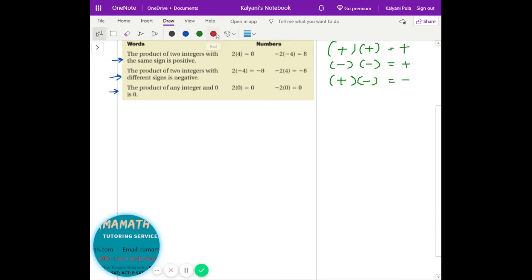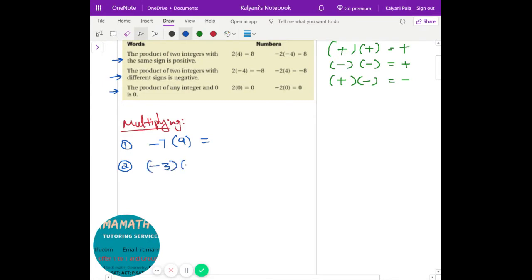Let's do some practice questions. Let's do multiplying integers. So let's take some questions and then we can answer them. I'm going to put it up here so you can just tell me. Okay, first one, negative 7 times 9. Tell me what you think. Go ahead and answer that one.